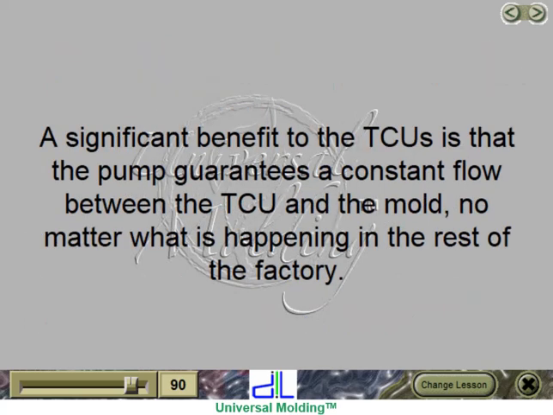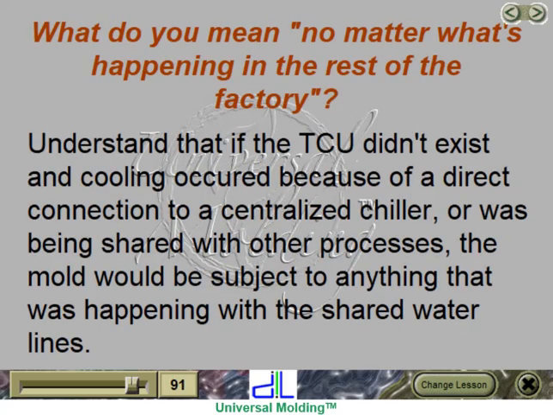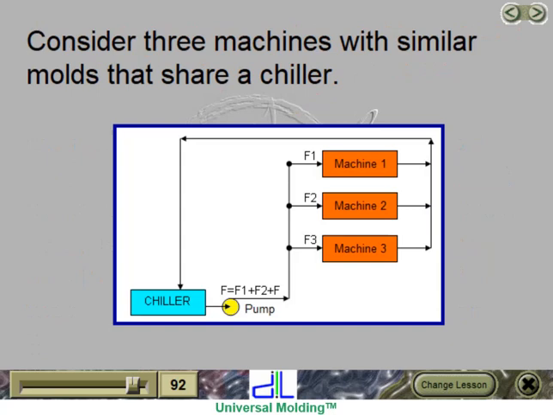A significant benefit to the TCUs is that the pump guarantees a constant flow between the TCU and the mold, no matter what is happening in the rest of the factory. What do you mean, no matter what's happening in the rest of the factory? Understand that if the TCU didn't exist and cooling occurred because of a direct connection to a centralized chiller or was being shared with other processes, the mold would be subject to anything that was happening with the shared water lines.